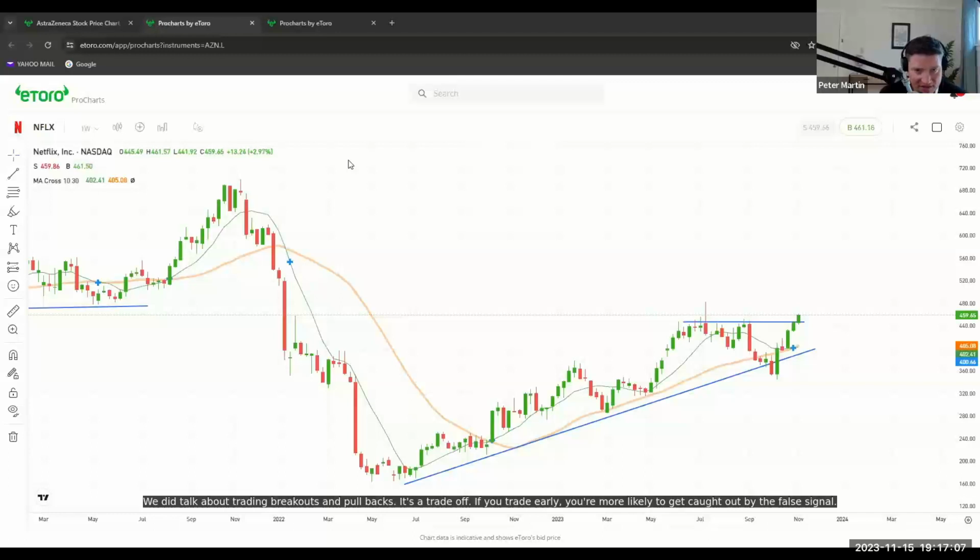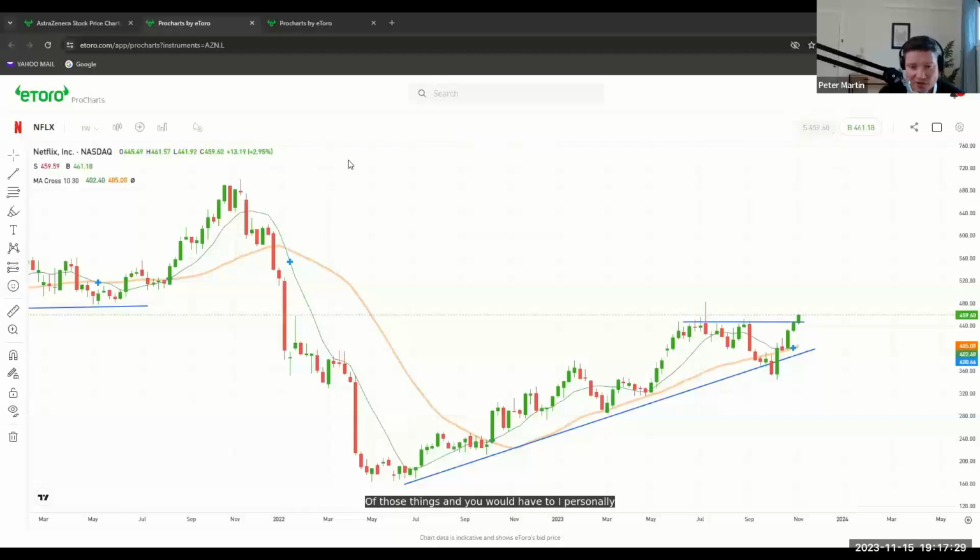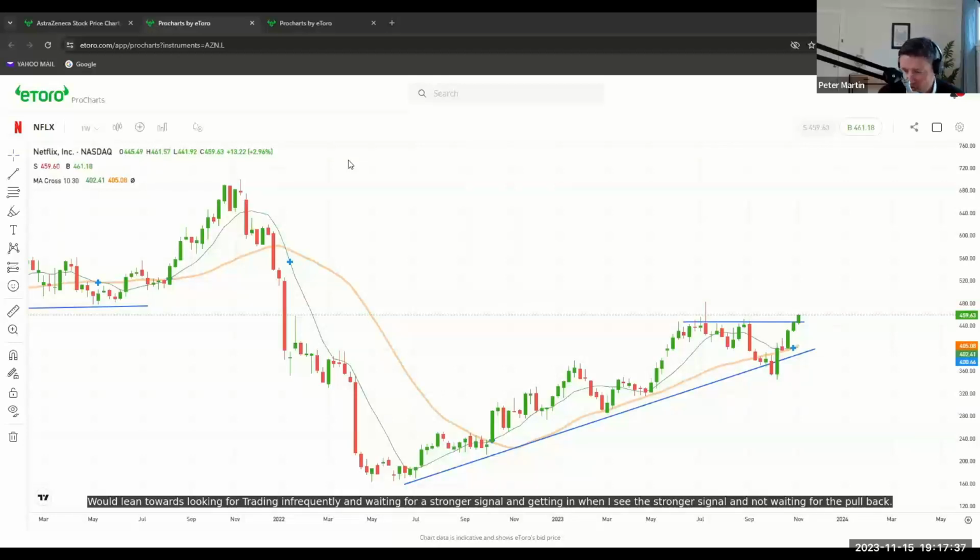If you trade early, you're more likely to get caught out by a false signal. At the same time, you get more of the profit if you're right. If you wait for the pullback, you probably get a bit more reliability. At the same time, there might not be a pullback and you miss out entirely, and you also run the risk of missing out on some of the price. It's a trade-off of those things. I personally would lean towards trading infrequently, waiting for a stronger signal, and getting in when I see it, not waiting for the pullback.